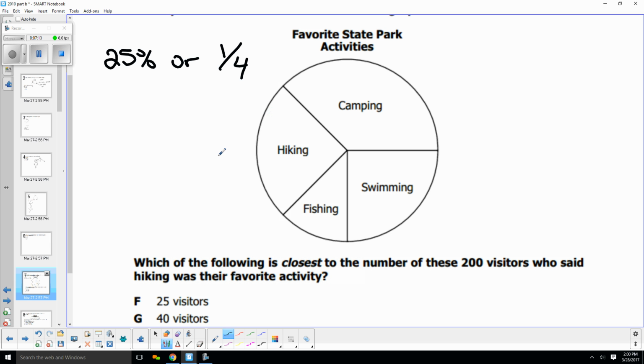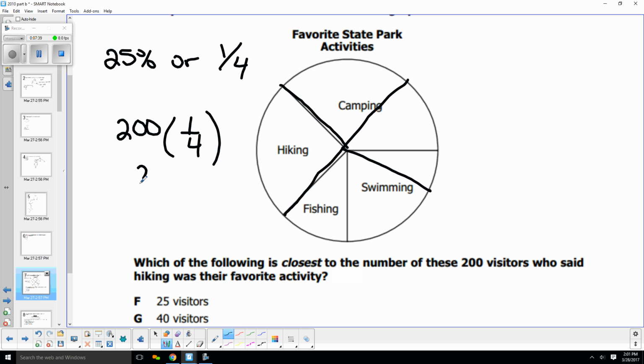Because if I split using either line of hiking, if I come right here, and I know I can't draw the straight line. If I split that circle in half, and then I notice hiking splits that section pretty much in half, that would be 1/4 of the whole circle, right? So hiking is 1/4. Now, all I have to do is take your 200 times 1/4, which gives me 200 divided by 4, which is 50 people.